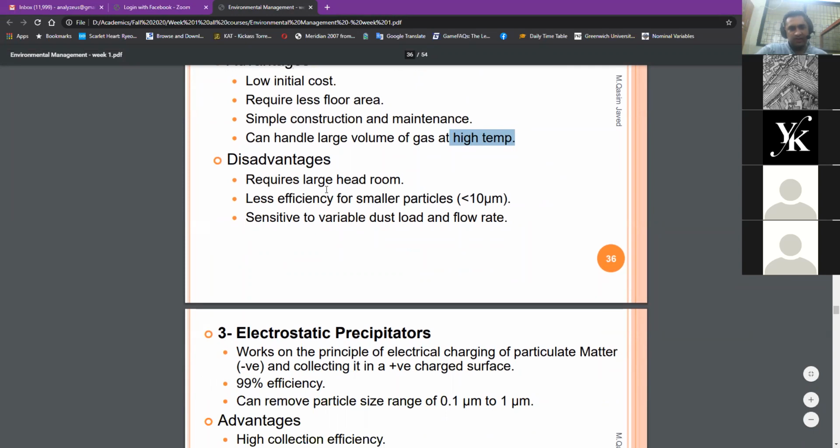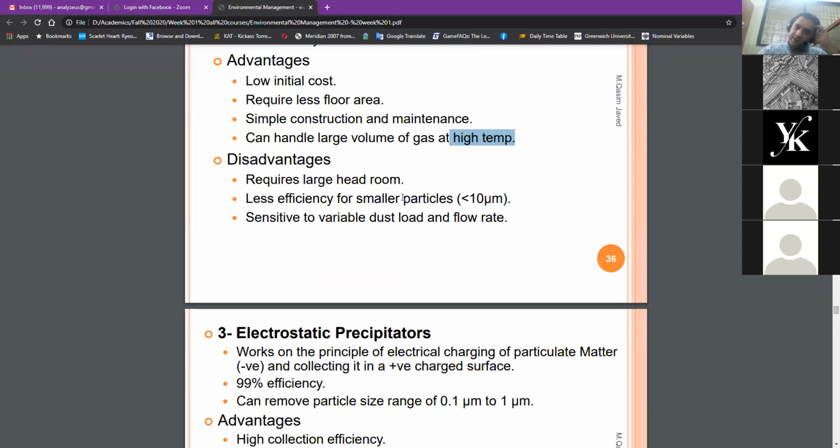The disadvantage here is that it requires large headroom. We cannot do that in a smaller area, at least in terms of headroom. It is less efficient for small particles. Again, it's focusing on 10 to 50 microns. It is also sensitive to variable dust load and flow rate. If there is a different flow rate or a different dust load, it might not be able to handle that.